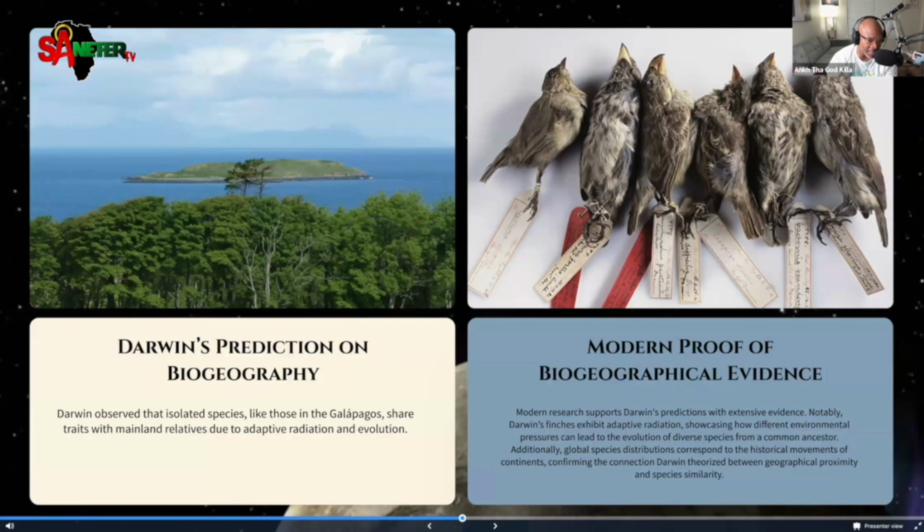Darwin observed that isolated species like those of Galapagos share traits with mainland relatives due to adaptive radiation evolution. Modern proof of biogeographical evidence we can see here by these finches, and we see the different sizes in their beaks. Although they were on different islands, they still shared common ancestry, and you see the different sizes in their beaks actually shows the modern proof. Modern research supports Darwin's prediction. Extensive evidence, notably the finches, exhibit adaptive radiation, showing how different environmental pressures can lead to evolutionarily diverse species from a common ancestor.